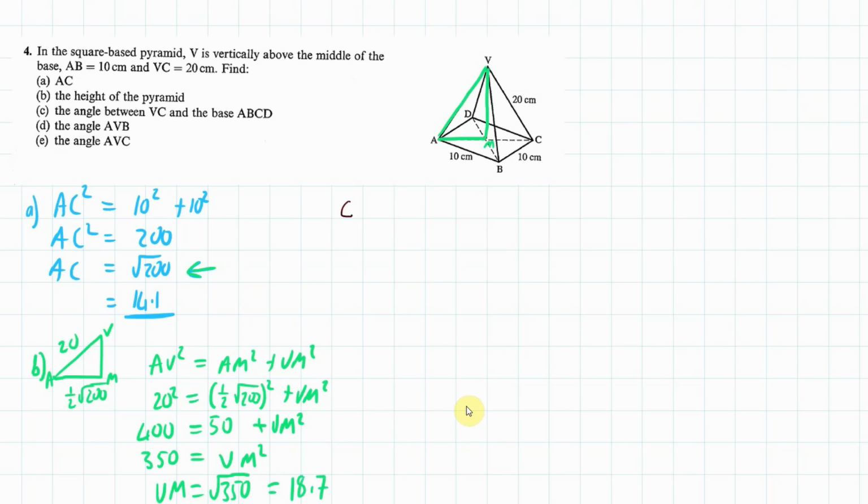We're going to move on to C. The angle between VC and the base. Well, the angle is exactly the same as this angle here, right? That angle there, those are the same. So we can actually just use the triangle that we've already done. But just so that you don't get freaked out, I will use this. Now, we know this is V, this is the midpoint M, this is C. I want to know this angle here. I know that this is 20, and I know that MC is half of square root 200.